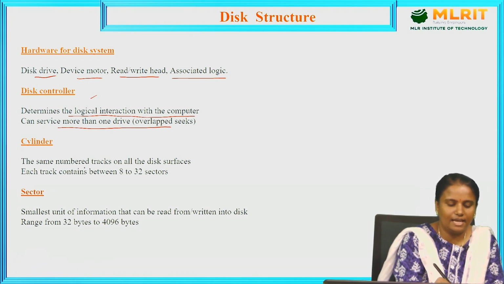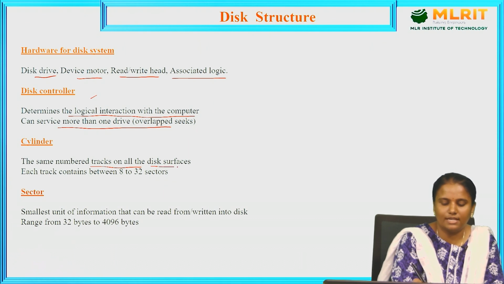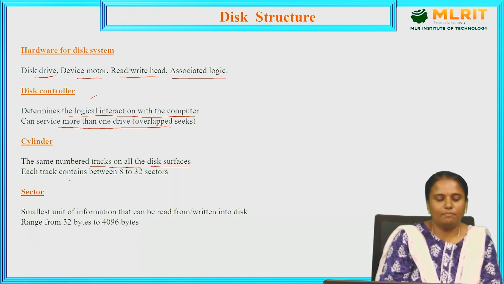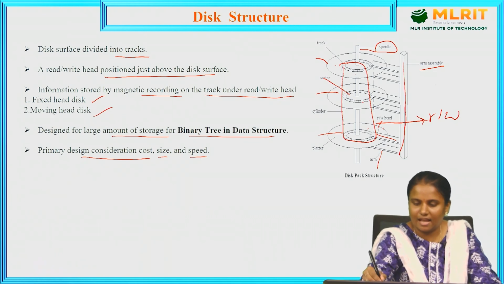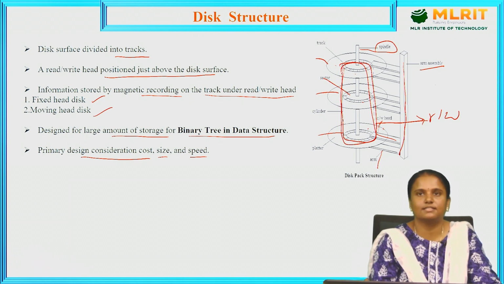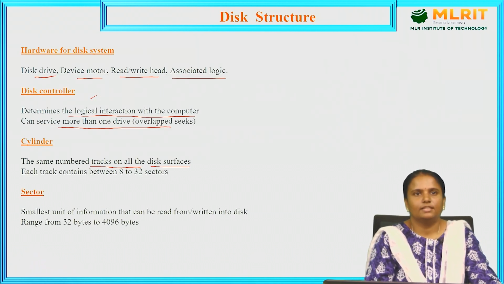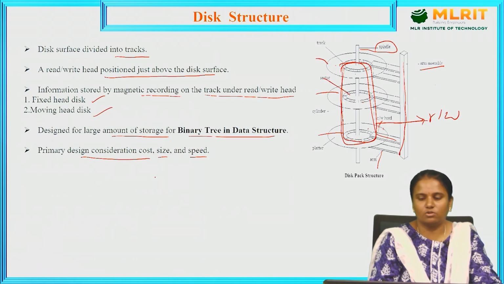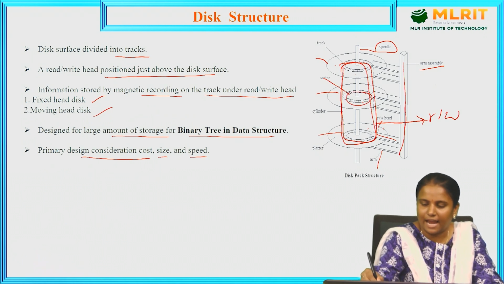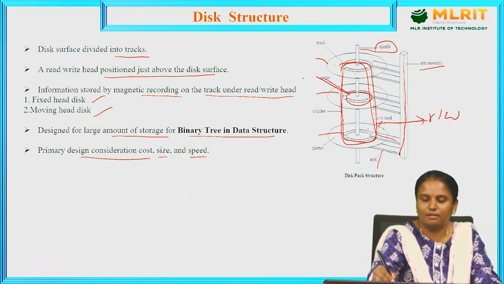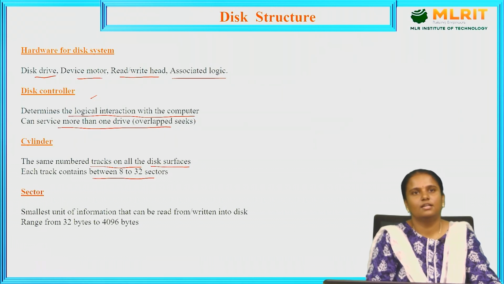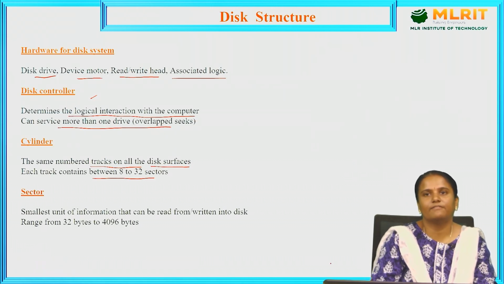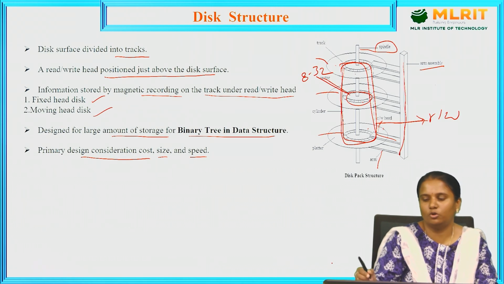Cylinder: the same numbered tracks on all the disk surfaces. Each track contains 8 to 32 sectors. So in a cylinder, each track consists of 8 to 32 sectors. That is what a cylinder is.